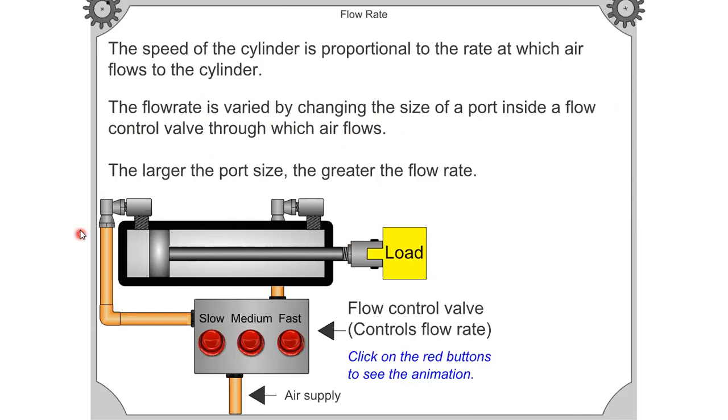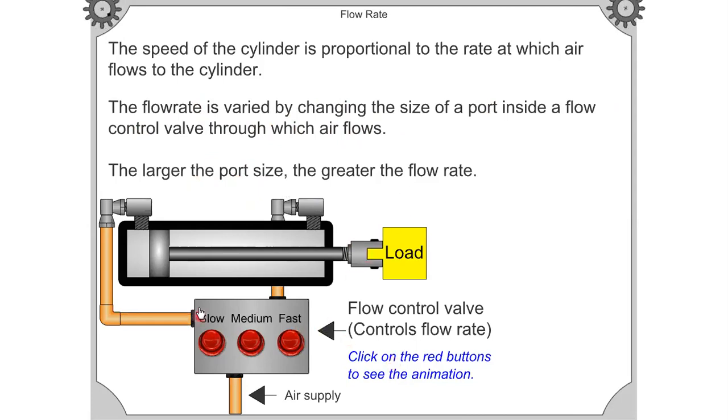If I change the size of the flow control valve, okay, so that is a flow control valve. If it is a needle valve and I open that needle valve fully, then the flow rate will increase. If the flow rate increases, then the speed will also increase. So the larger the port size, the greater the flow rate.